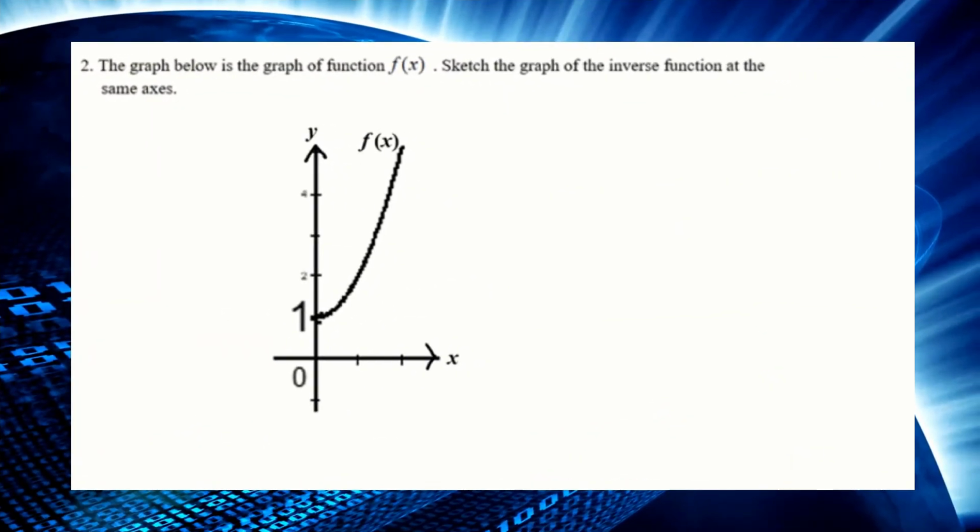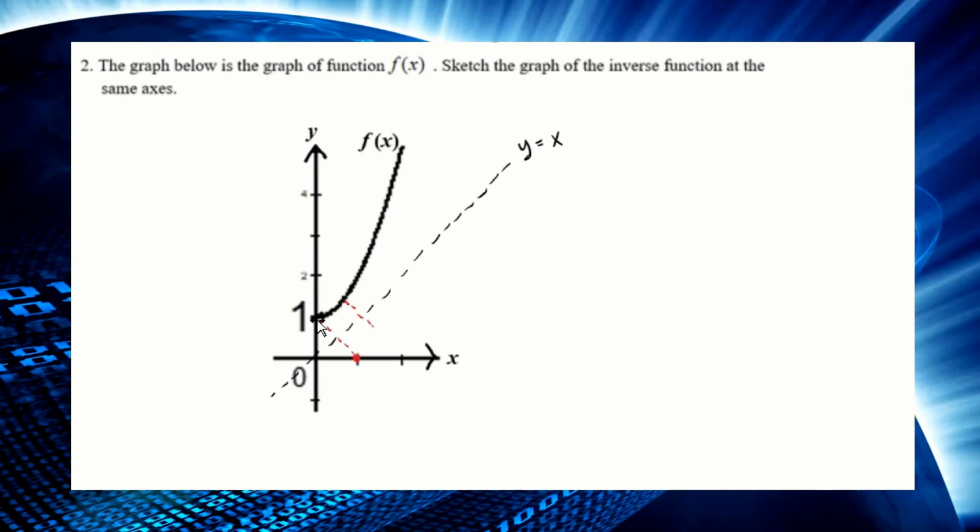Now we try this example. So for example, the graph below is the graph of the function f(x). Sketch the graph of the inverse function on the same axis. So first, what we need to do is draw the line of reflection, which is y equals x, using a dotted line. Then we start from the important point here, when y is equal to 1. After reflection y will become x, so x is 1 after reflection.